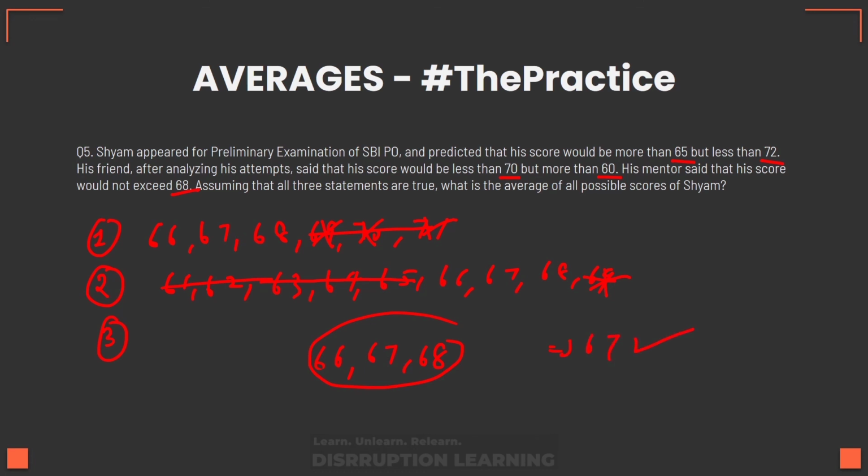Again, I would not say it's an averages question, it's rather a numbers question, right? So just quickly learn that we identified all three statements, took out the numbers which are applicable to all three statements, and then took the average of them, right? I hope this was not a very tough question.